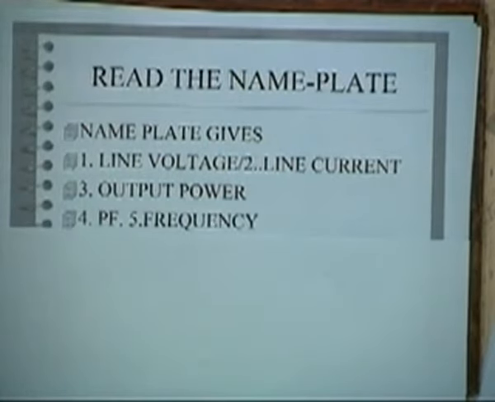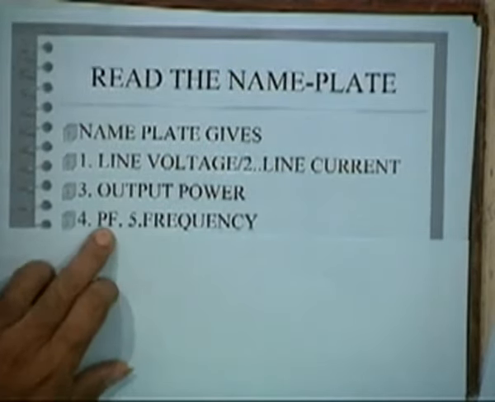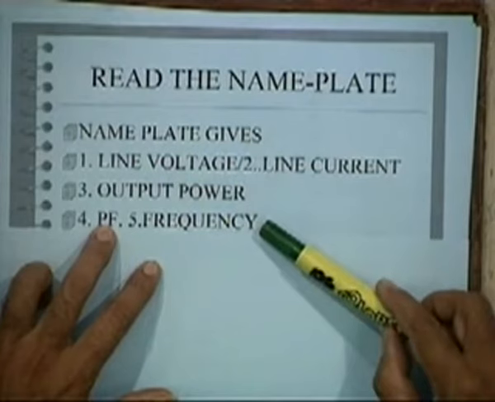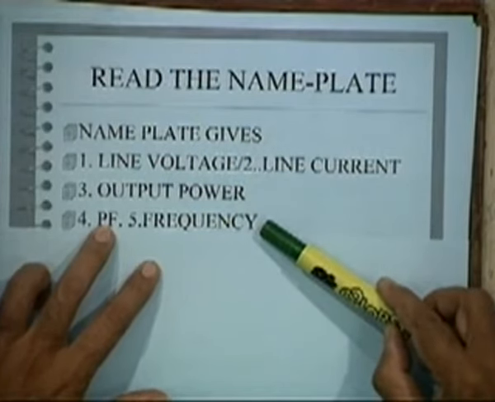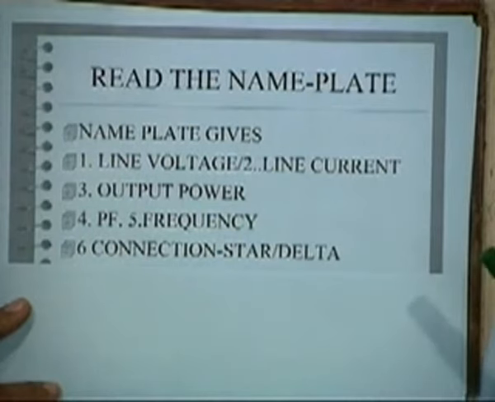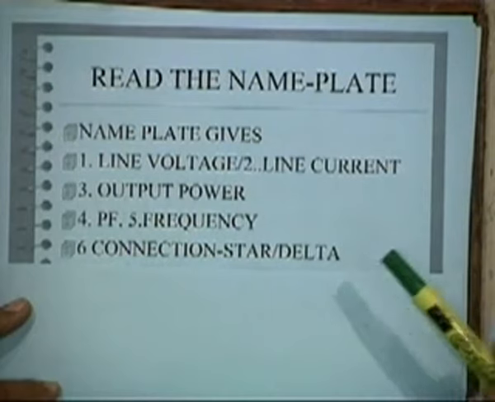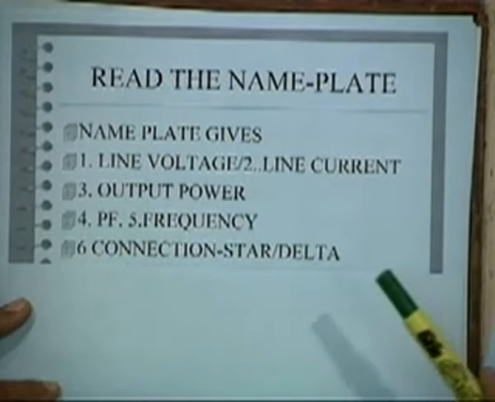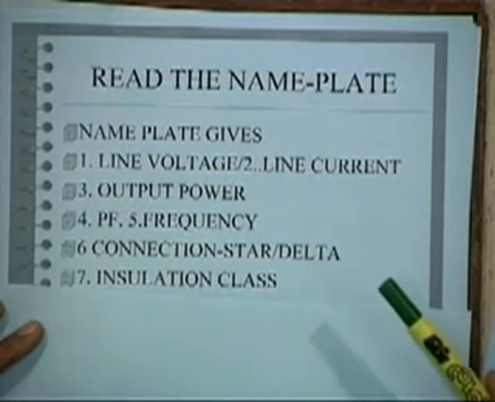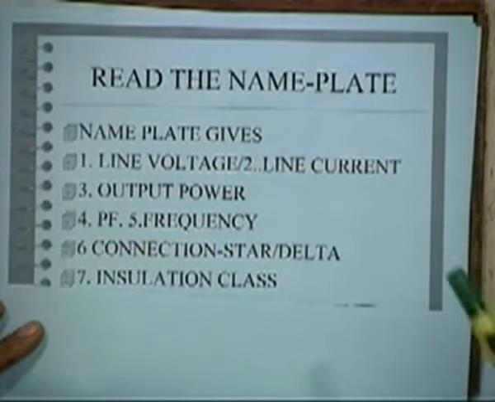And then it will also tell you the nominal power factor, that is, the rated power factor. It will also tell you the frequency of supply for which the motor is designed. Then it will also tell you the connection, whether it has to be nominally connected in star or delta. That is also written on the nameplate. Accordingly, you should connect.